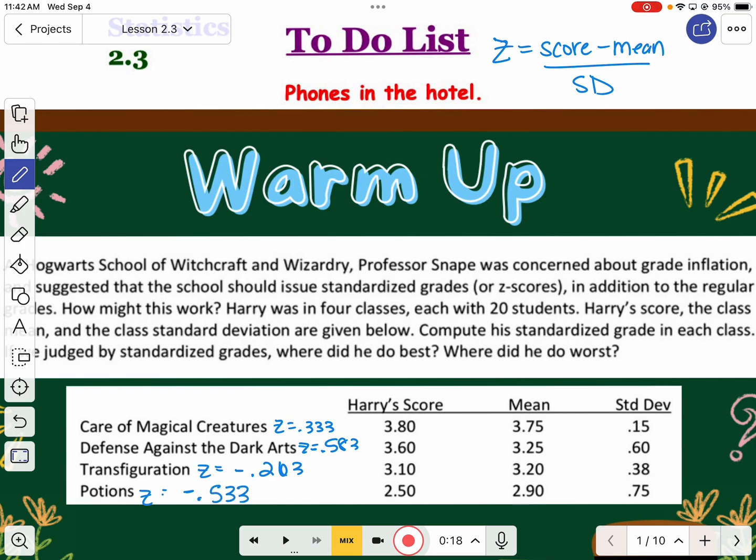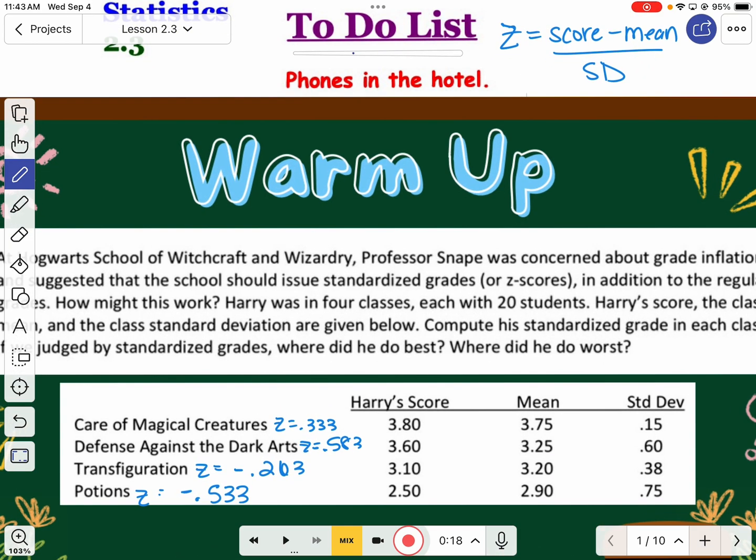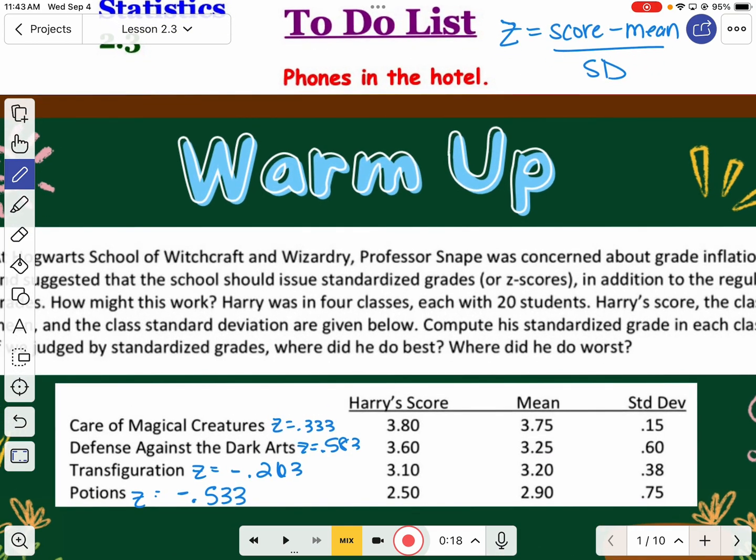And we get in potions negative 0.533. All right. So now let's talk about where we think Harry did the best. Which one's going to show us the best score? Which class? The highest one, the largest one, which was defense against the dark arts. And so that's good. Defense against the dark arts is going to be his best class, because his z-score is much higher than the mean.